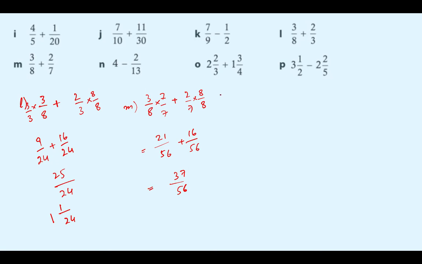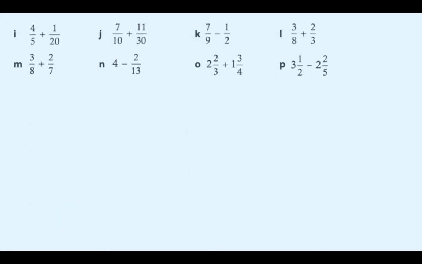Now part N. It's 4 minus 2 over 13. So we will make the denominator the same. So 13 multiplied by 4 is 52. So this becomes 50 over 13. Now 13 times 3 is 39, and the remainder will be 11. So this is the answer.